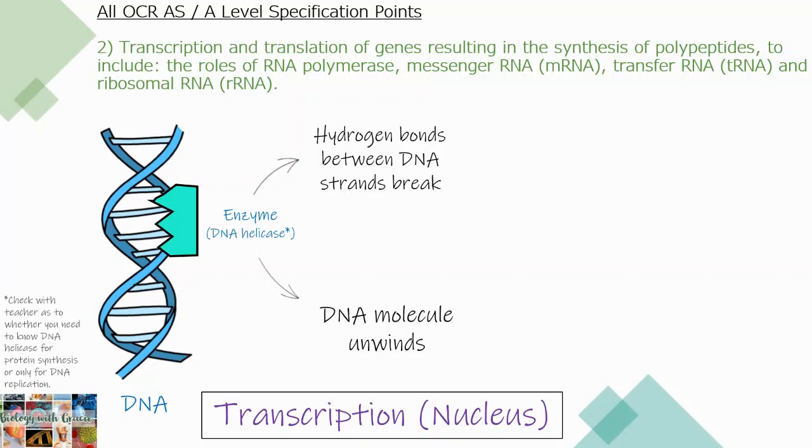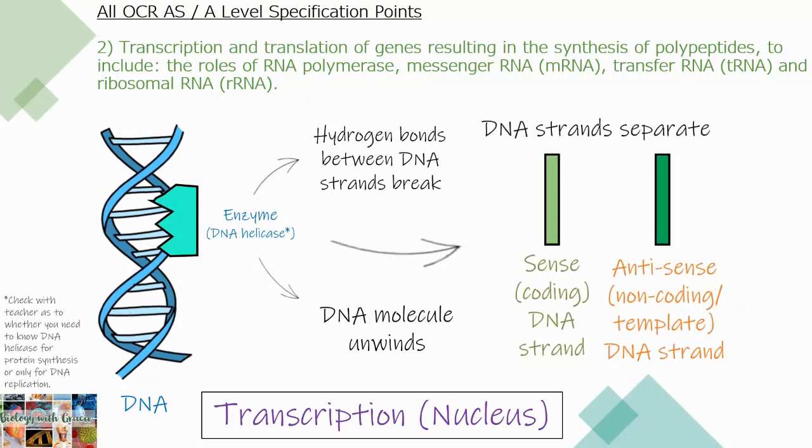Now make sure to check with your teacher as to whether you need to know about DNA helicase for protein synthesis, as in all the A-level specifications it's only mentioned in DNA replication. So just see whether you need to know about this. Some of the specifications replace DNA helicase with RNA polymerase for this step as well, or they just say that the hydrogen bonds break and the DNA molecule unwinds. So just check with your teachers on that.